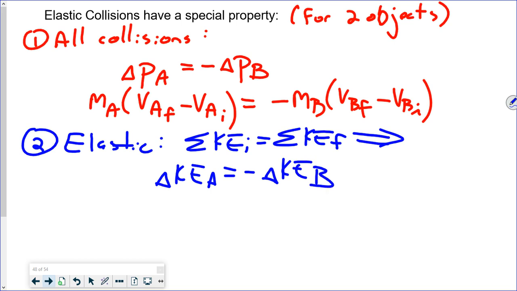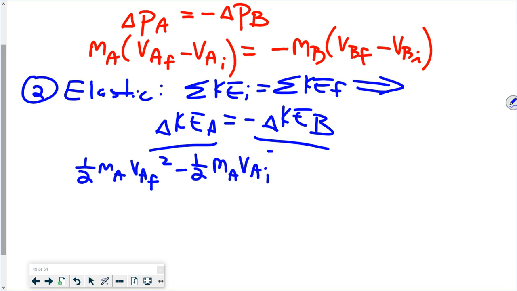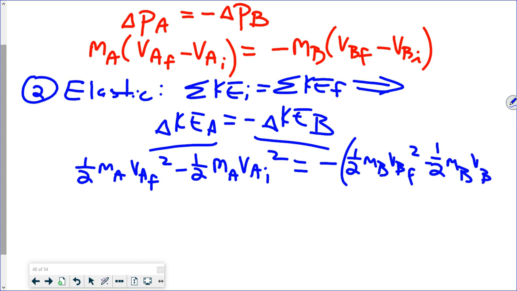Okay? In other words, whatever kinetic energy is lost by one must be gained by the other. So let's see, change in kinetic energy. The change in kinetic energy for A, that's 1/2 the mass of A times VAF squared minus 1/2 mass of A times VA initial squared, right? So that's the change in kinetic energy for A, and it is equal to the opposite of 1/2 the mass of B times the velocity of B final squared minus 1/2 mass of B times velocity of B initial squared.